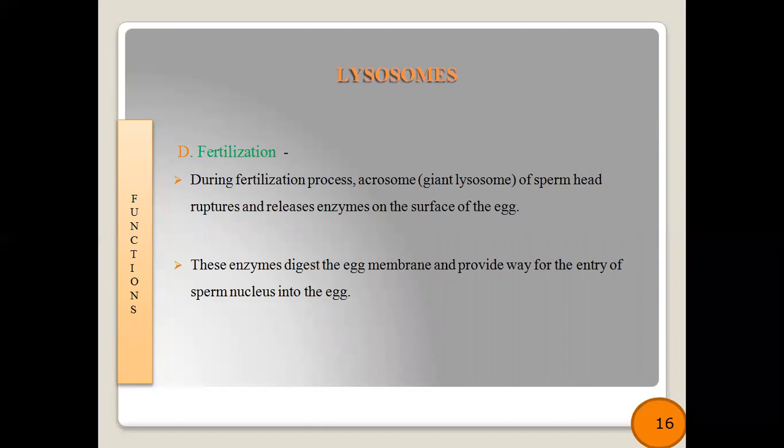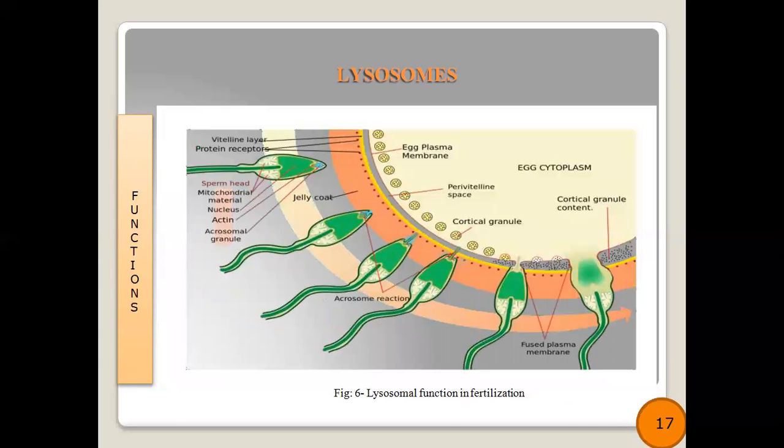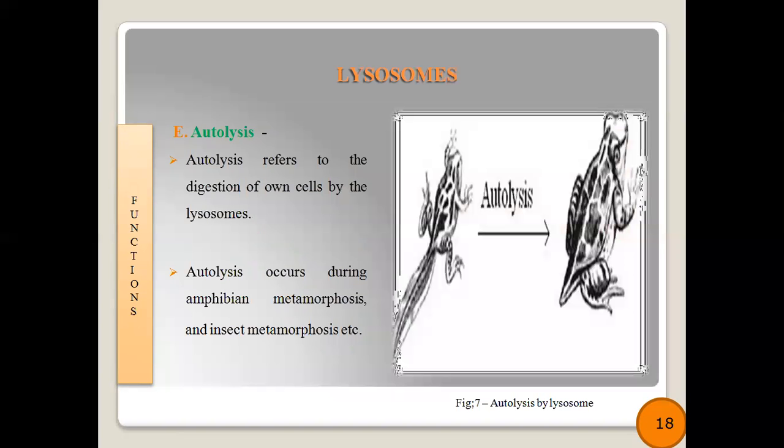Next one is fertilization. During the fertilization process, the acrosome, that is the giant lysosome of the sperm head, ruptures and releases enzymes on the surface of the egg. These enzymes digest the egg membrane and provide a way for the entry of the sperm nucleus into the egg. So we can see the various functions of lysosomes in fertilization.